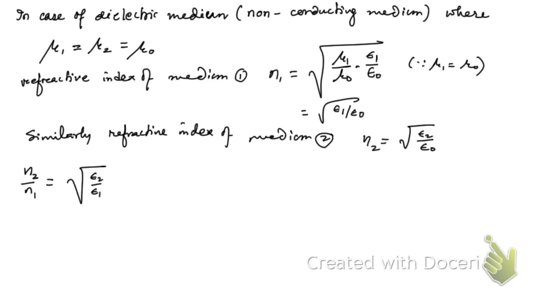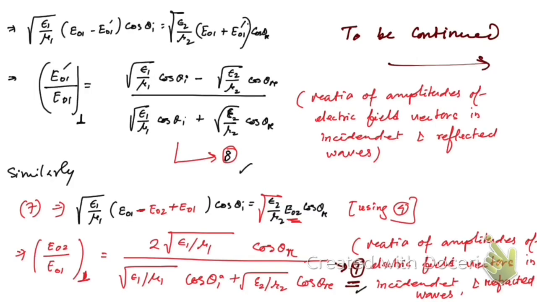Now if that is the case, then in equation number 8 we can replace these terms. Just do one thing: this mu1 can be replaced by mu naught, mu1 and mu2, right? Let me copy this equation number 8 and write it in a new slide.